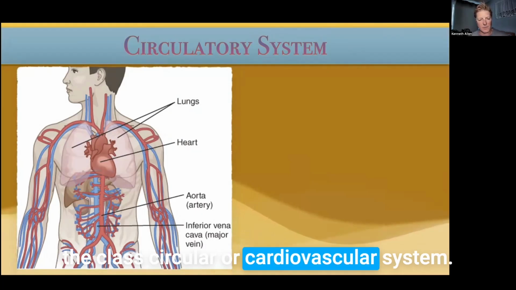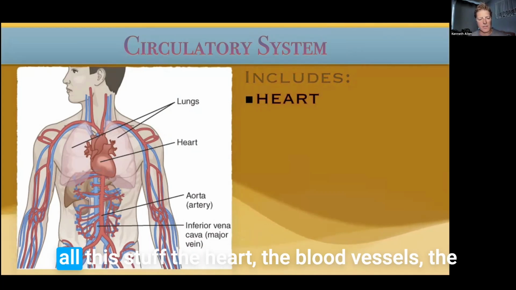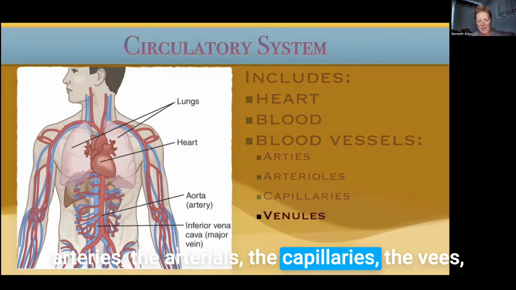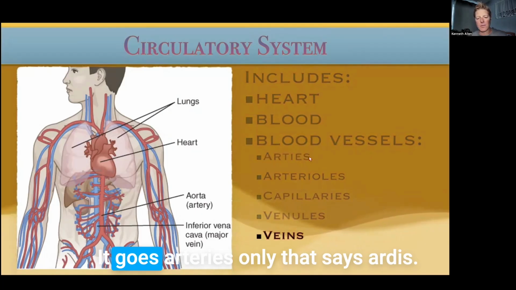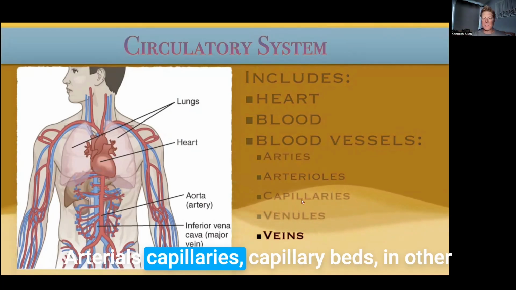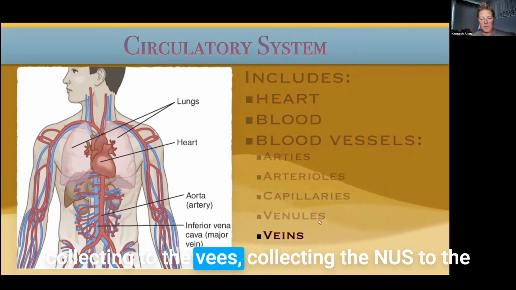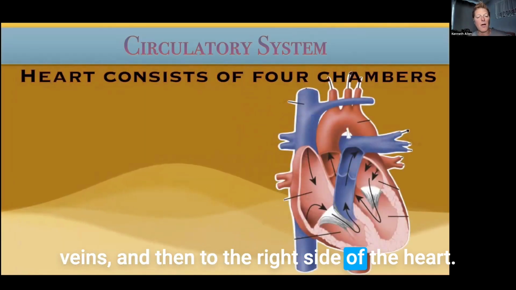Circulatory or cardiovascular system. That includes all this stuff: the heart, the blood vessels, the arteries, the arterioles, the capillaries, the venules, and the veins. In order from blood delivery, it goes arteries, arterioles, capillaries, capillary beds, in other words, like the ones around the alveoli, collecting to the venules, collecting the venules to the veins, and then to the right side of the heart.